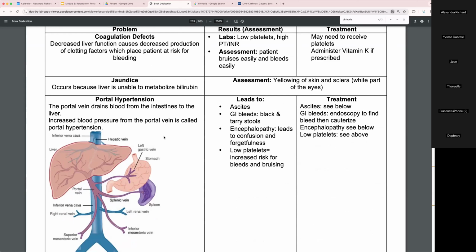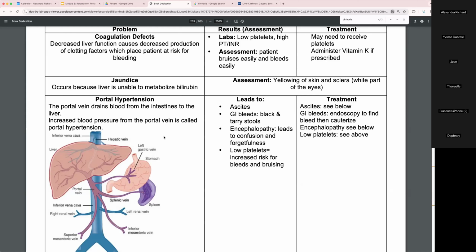So someone with cirrhosis, their liver's not working right, so they don't make enough clotting factors. So when they bleed, they don't have enough clotting factors to stop the bleeding. So they can bleed out very easily. They can bruise very easily. So write this down. Cirrhosis, number one priority: the patient is at risk for bleeding.